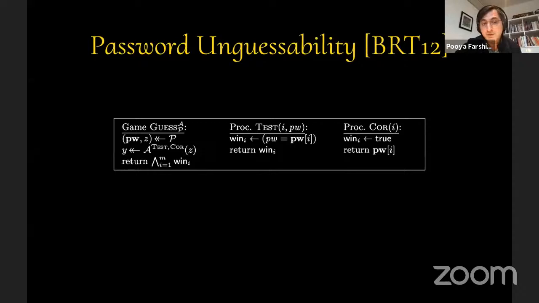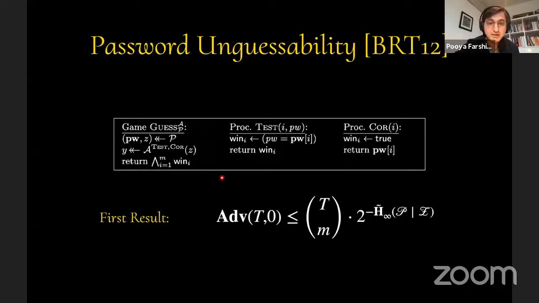Without unguessability of passwords, there is no security. So there's a basic measure of security for unguessability of passwords defined in BRT, which says that passwords are generated from some password distribution, and then adversaries run with a test oracle, which tests whether a guessed password for a user is correct or not. There's also a corrupt oracle, which returns the ith password, the password for that ith user. The goal of the adversary is to guess all of these, that is, to set all these flags to true.